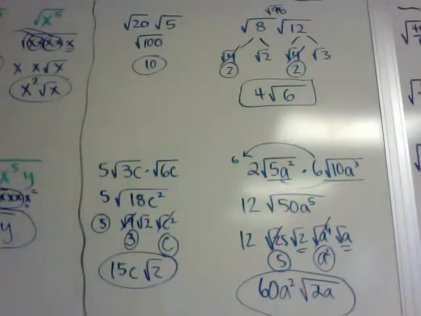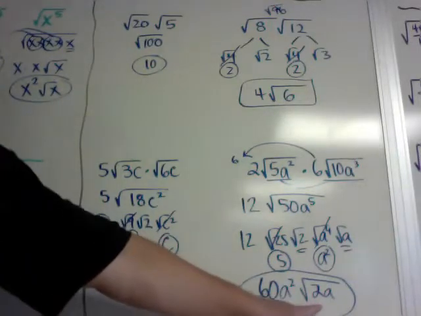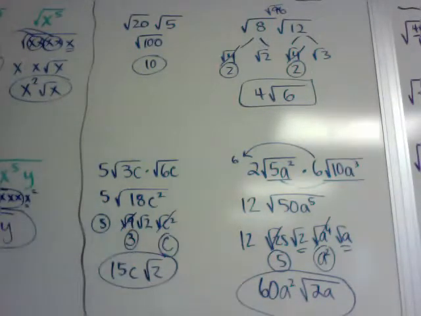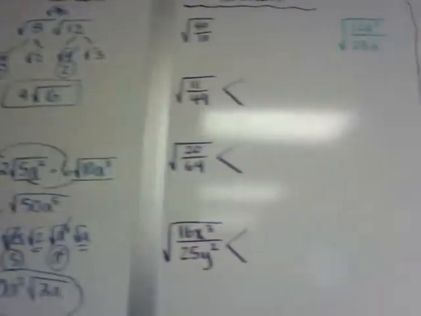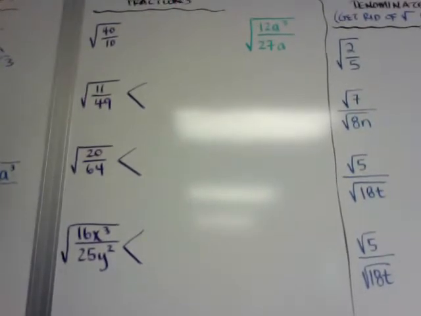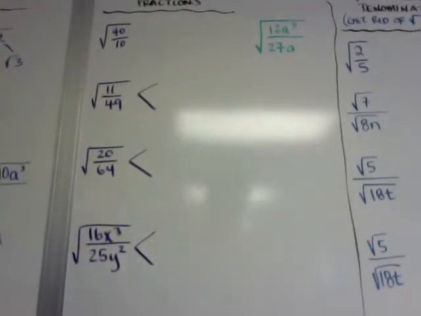So again, look under the radical: no perfect squares, no fractions, and no radicals in the denominator, so that's my answer. Okay, now we'll go to the next one where we're doing fractions. And I will switch the light so there's no glare.